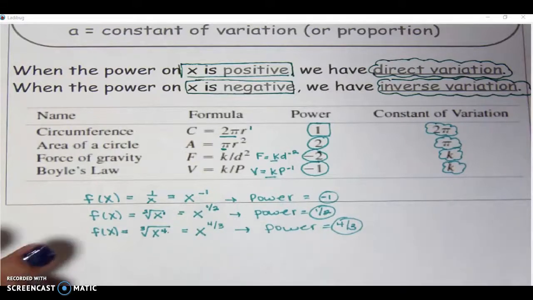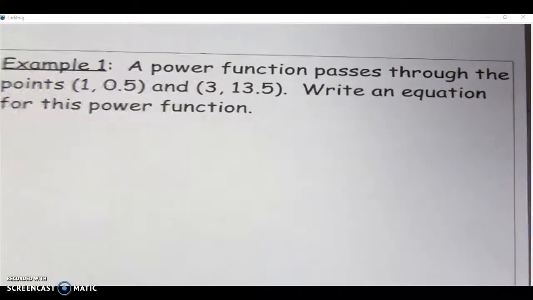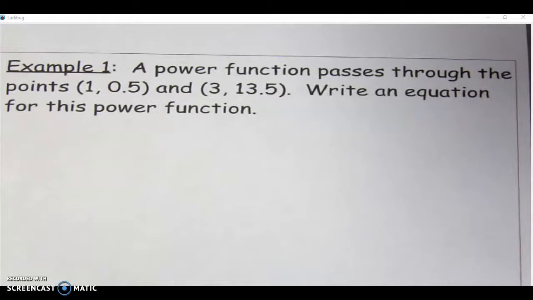So what we're going to be doing first is writing a power function given ordered pairs. They tell us a power function passes through the point 1.5 and 313.5.